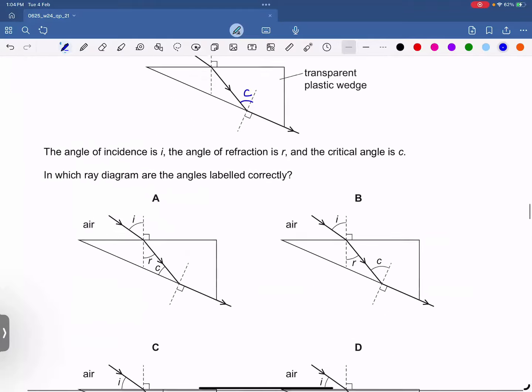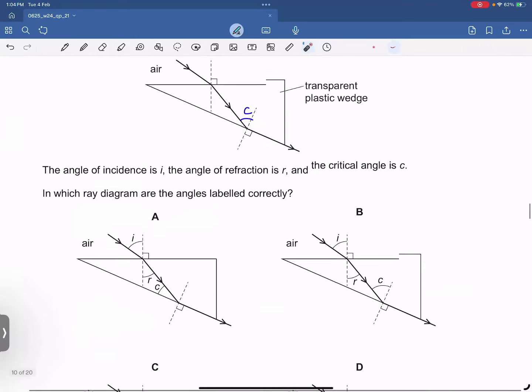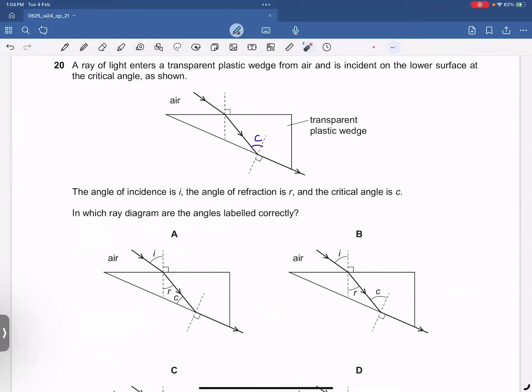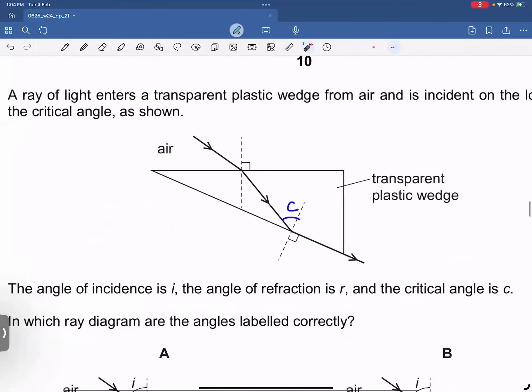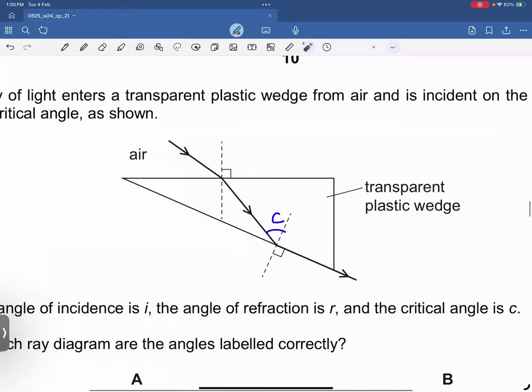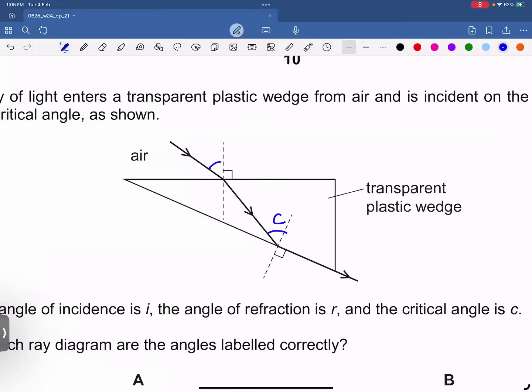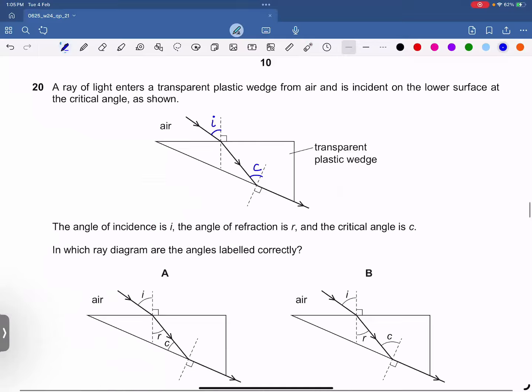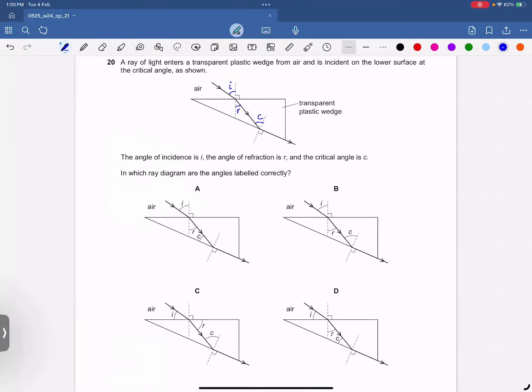Okay. Now students, question is the angle of incidence is I, angle of refraction is R, and critical angle is C. In which diagram they are labeled correctly? No need to read. Let's go here directly. So incident is the incident ray, this one, I. Angle of refraction, as you can see, it is with the refracted ray. Critical angle is when the light goes along the boundary. So I, R, C. Which option matches? I, incidence, R, refraction, C, critical angle. Option is B. We proceed to question number 21.